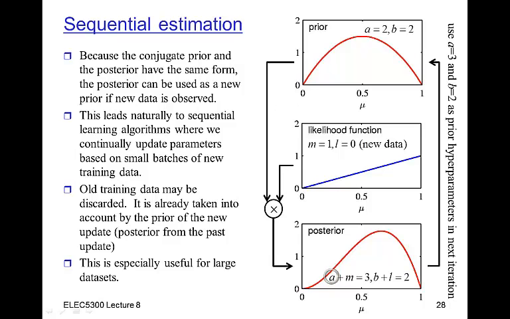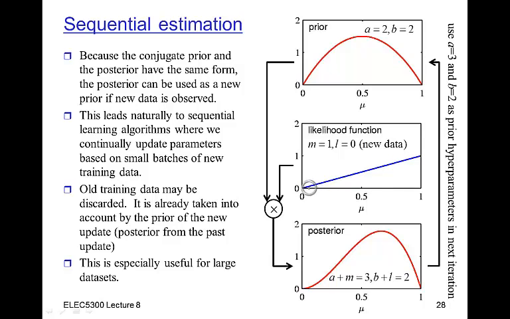Suppose we have a prior distribution over the probability of heads, where for some reason I believe A is equal to 2 and B is equal to 2. That gives me this quadratic function that peaks at 0.5. Now, if I observe 1 head and 0 tails, so I observe 1 coin flip, then my likelihood function is just mu. So the likelihood function is just a line with slope 1.